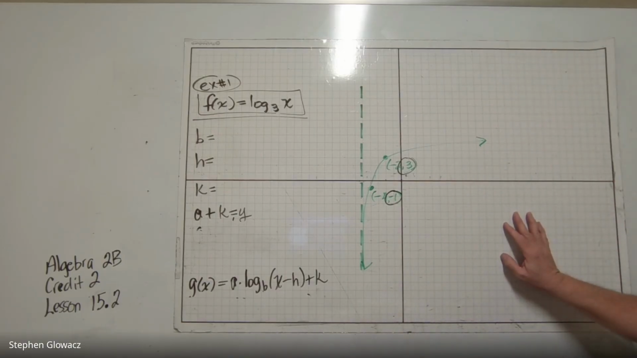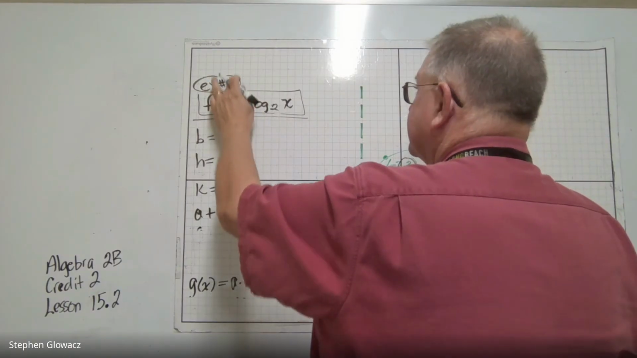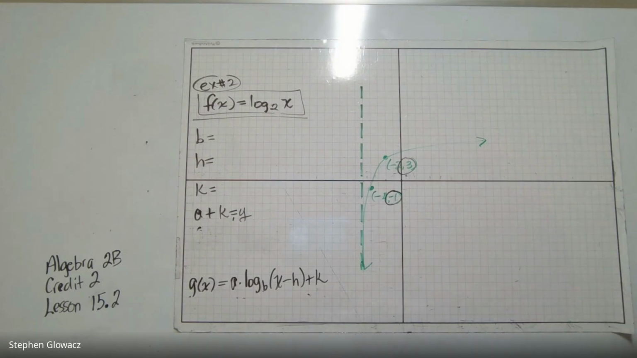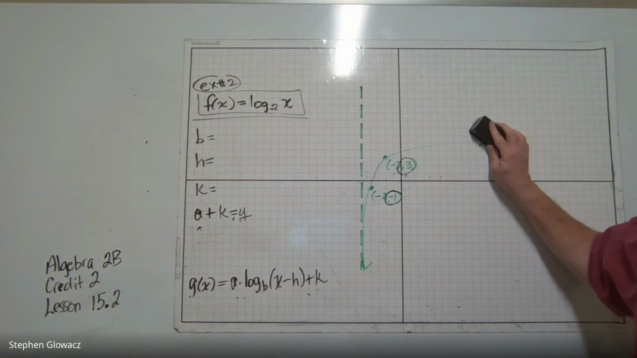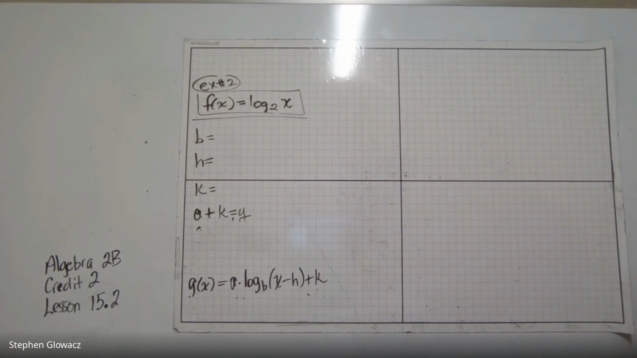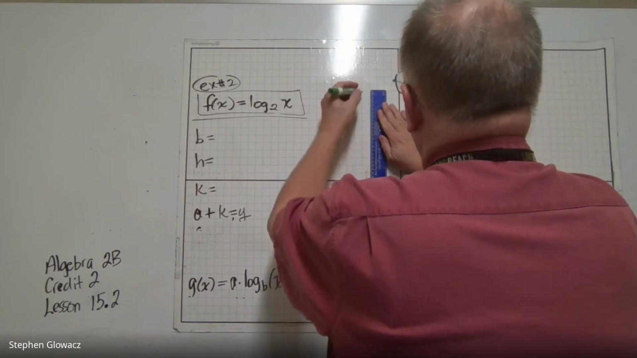This is our example for number 2. Our parent function is going to be a base 2 logarithm. And we do have to change the graph. So let's go ahead and do that. All right, so we've got our logarithm. Here's our graph.